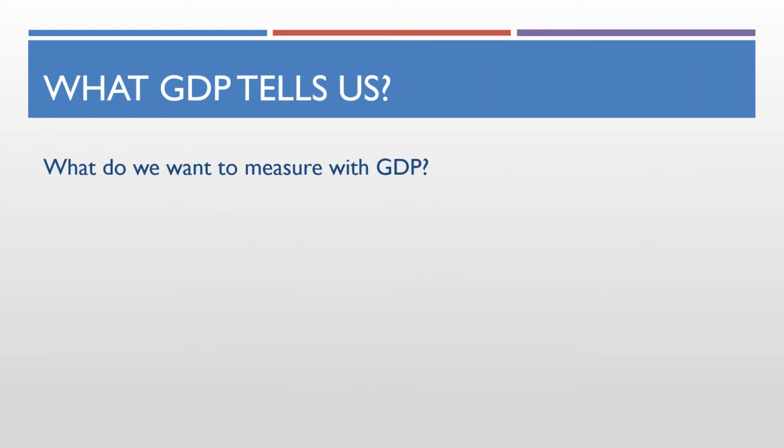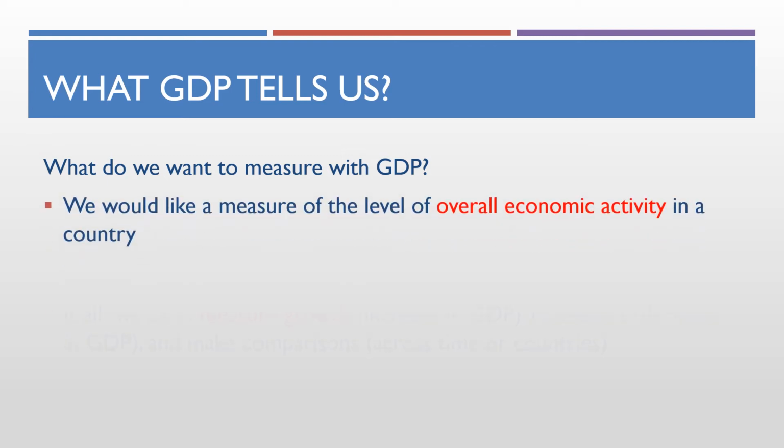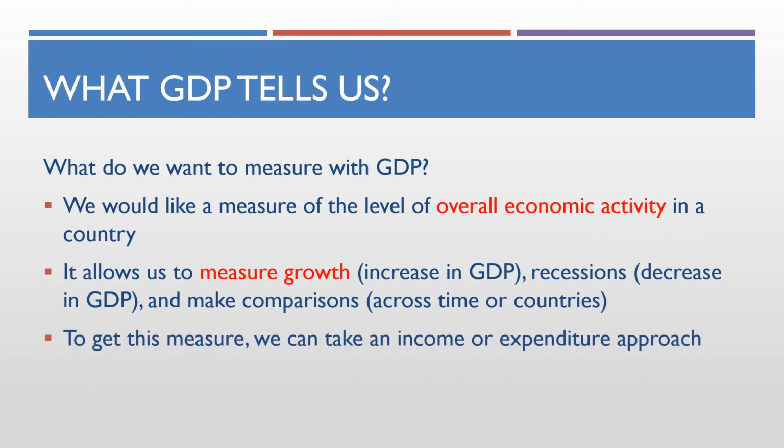So what does GDP tell us in general though? What do we want to measure with GDP? GDP is a very, very important figure in the study of macroeconomy because we can measure the level of overall economic activities in a country. So when we see more products, more transactions being recorded, it means people are getting more active in making transactions in the economy. It also allows us to measure growth.